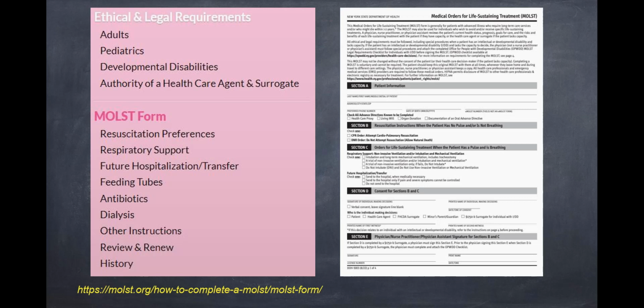So, ethical and legal considerations for adults. What are the requirements, like are they allowed to consent? Are they allowed to make decisions if the patient has altered mental status and says, I don't want to be resuscitated? Is that valid? Next is pediatrics.